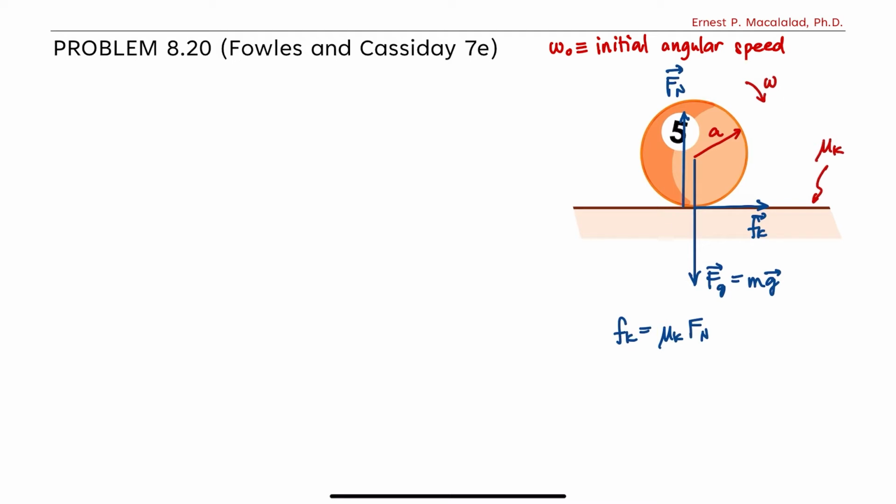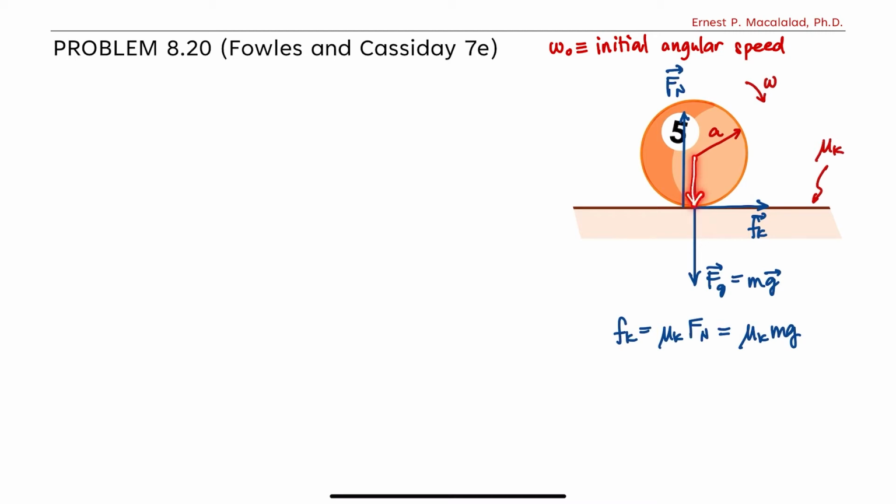And because there are only two forces acting on the ball along the vertical, and that is the normal force and the gravitational force, therefore the magnitude of the normal force will be equal to the magnitude of the gravitational force. Therefore, this is equal to mu k mg. And this is the one that exerts the torque on this object. And that torque is the one that opposes this motion.